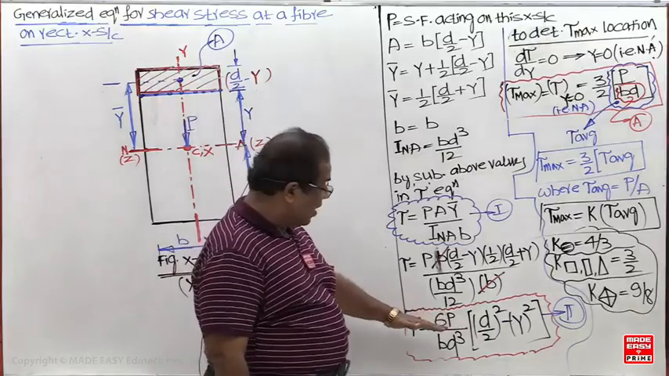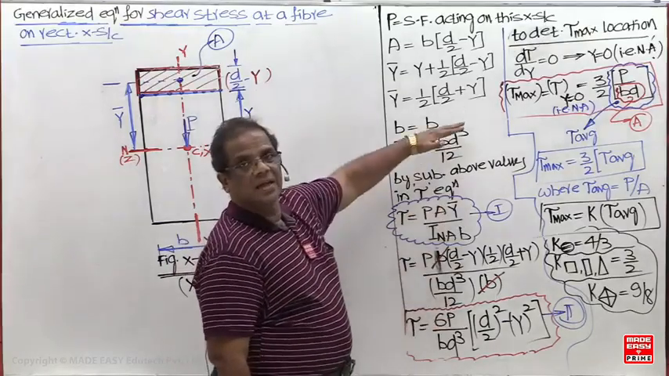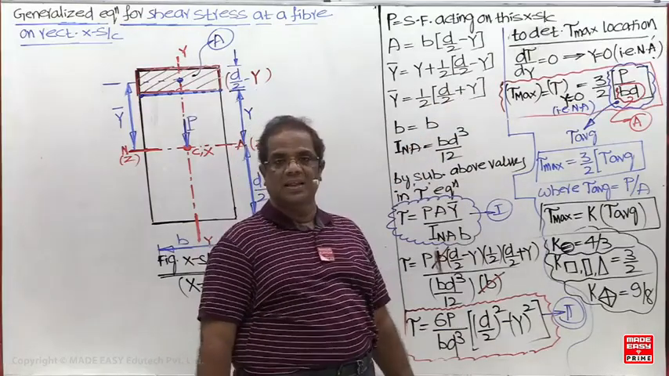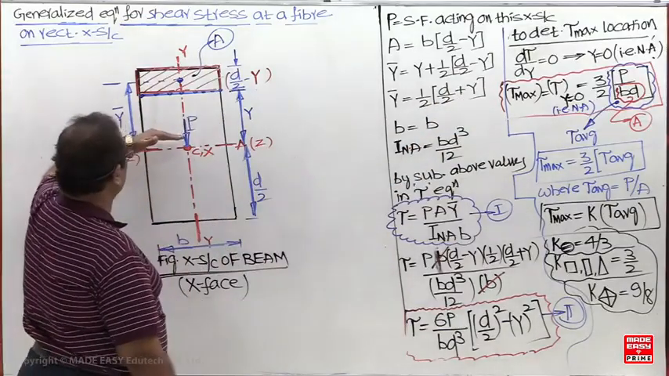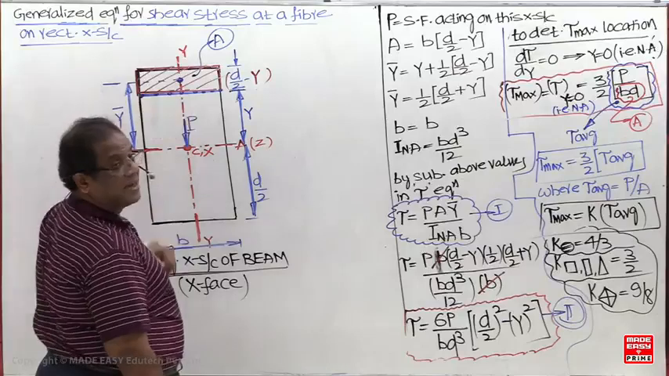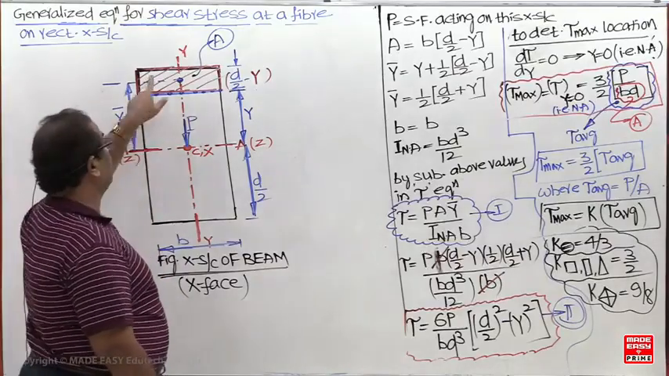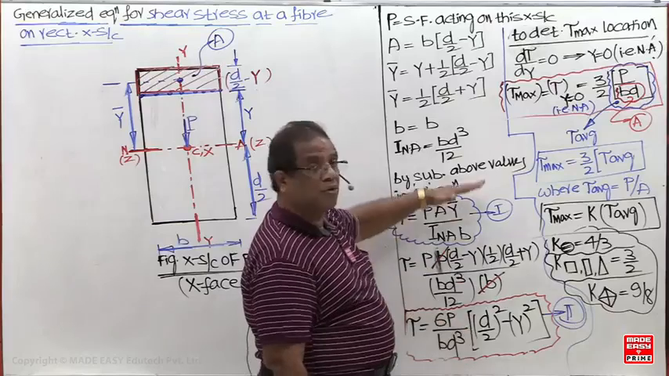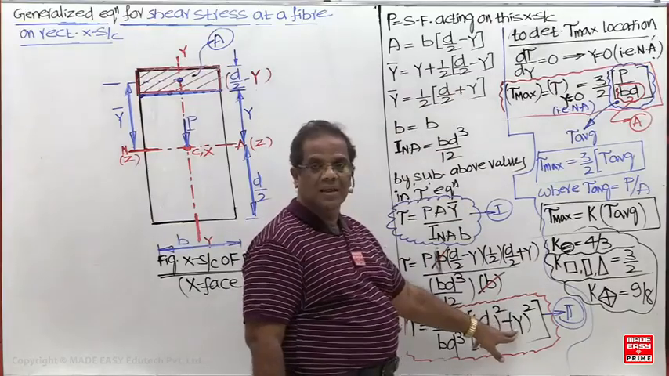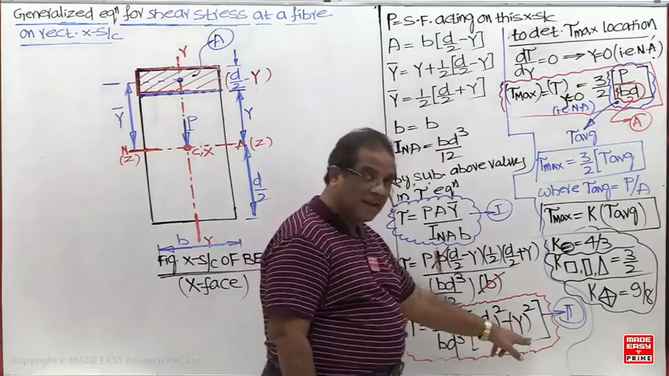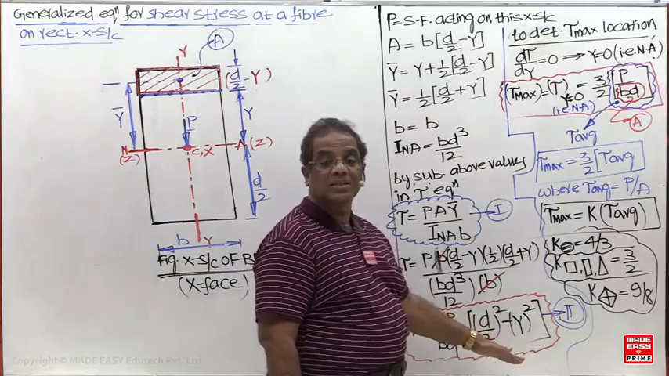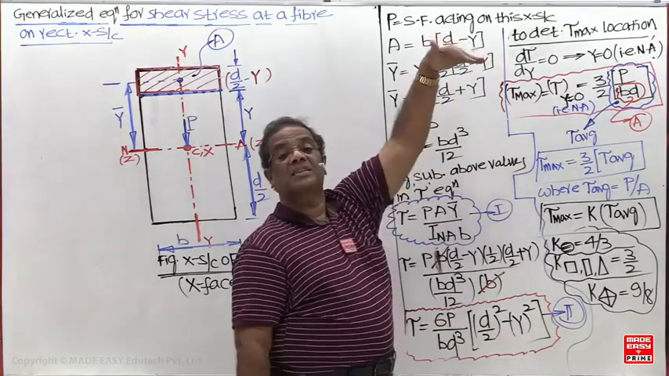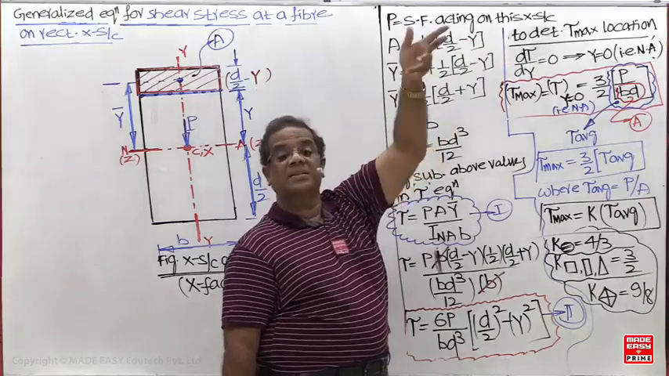What is the next variation? As you go away from the neutral axis, will bending stress increase or decrease? As you go away from the neutral axis, y will increase, so bending stress will increase. That's why bending stress is maximum at the extreme fiber. But here, as you go away from the neutral axis, y will increase, but the minus y square is there. So will shear stress decrease or increase? As you go away from the neutral axis, shear stress will decrease, but bending stress will increase.